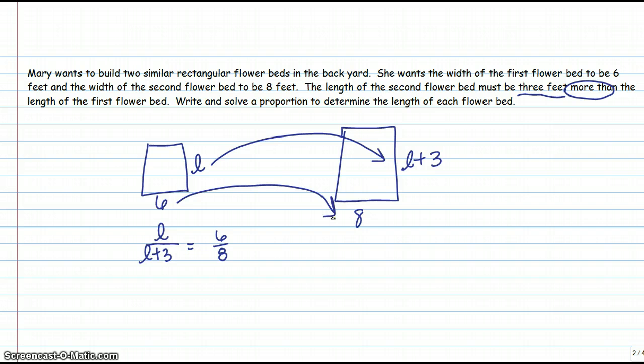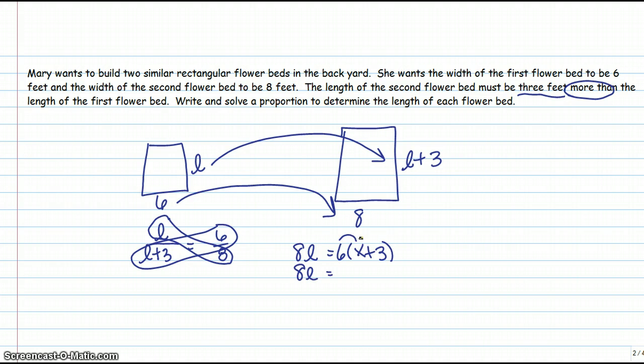Now I'm going to cross multiply and divide. L times 8 is 8L. Now when I do 6 times L plus 3, I need to write it as 6 parentheses L plus 3. Okay, then I have 6 times L, so 6L plus 6 times 3 is 18. Now I'm going to subtract 6L on both sides.